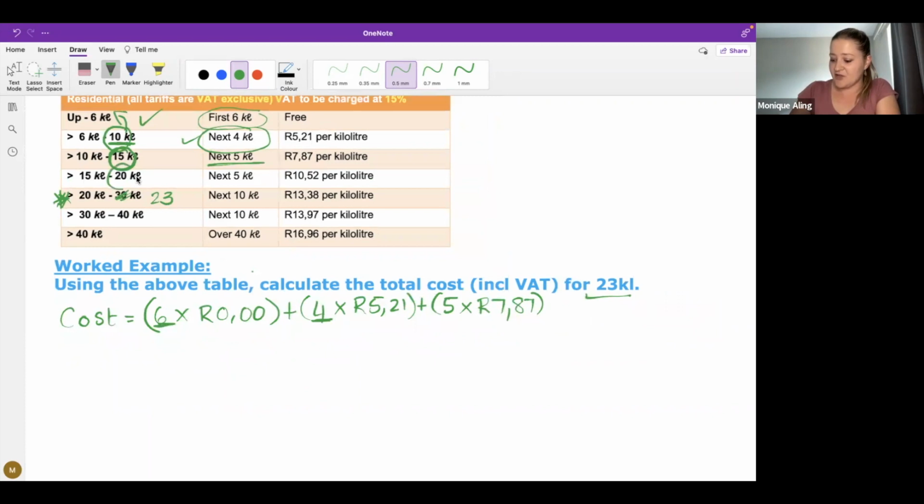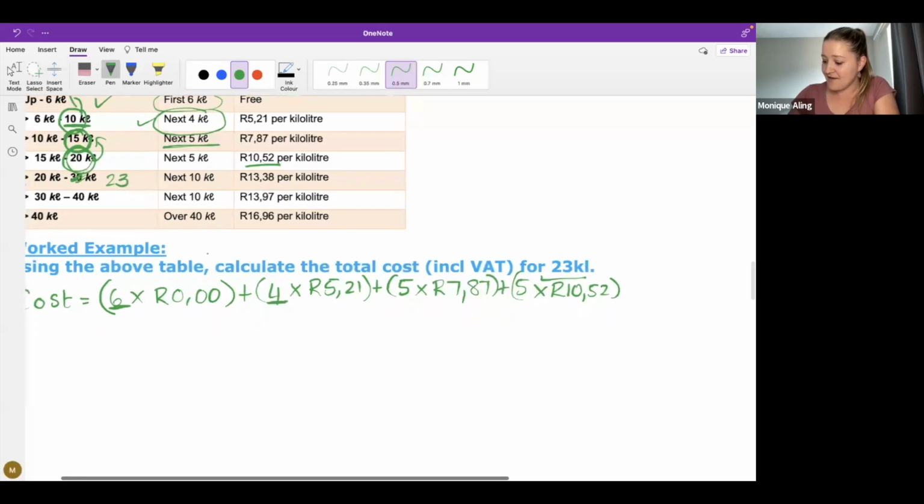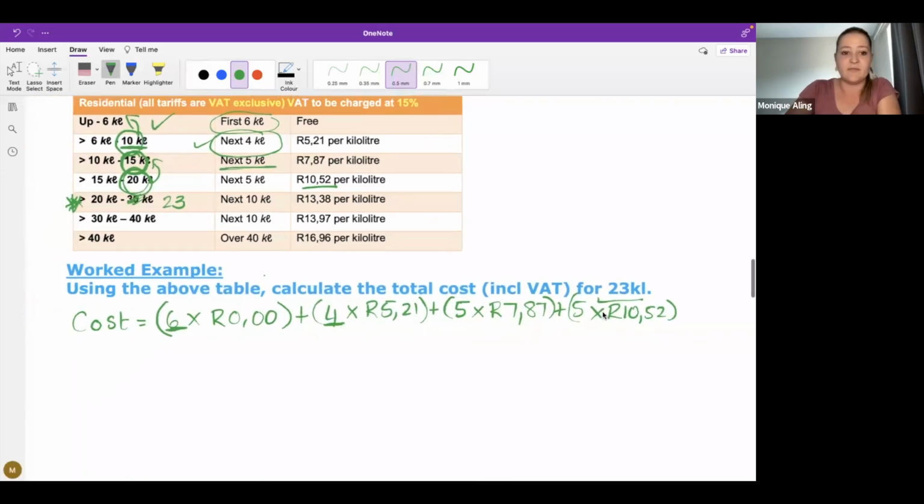Okay, then we go to our next range, which ends at 20. We say 20 minus the 15 we've been charged for in total so far, and that gives us 5 kiloliters. Again, 5 times by the price of that range is 10 Rand, 52 cents. And finally, looking at our last range, we are ending at 23.